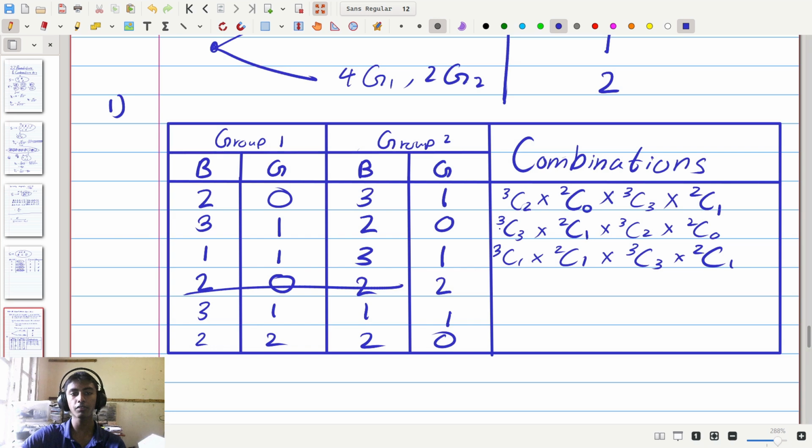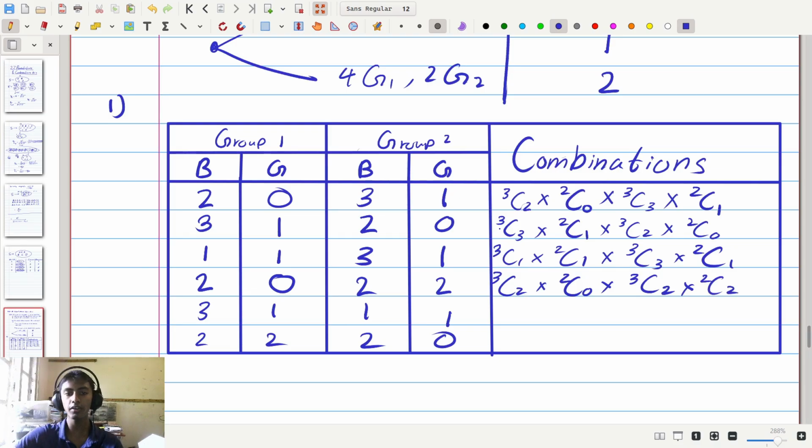For the fourth option, we can see we have 2, 0, 2, 2. 2 boys out of a total 3 means we have 3 choose 2 multiplied by 0 choices for the girls out of 2. So that means 2 choose 0. For 2 choices out of 3 for the boys, that's 3 choose 2. And for the 2 choices out of 2 for the girls, that's 2 choose 2. For the next one, we have 3 choose 3 for the boys. We have 2 choose 1 for the girls.